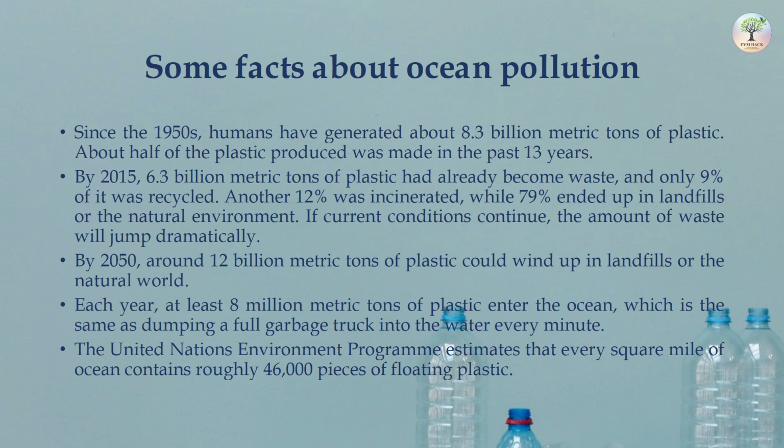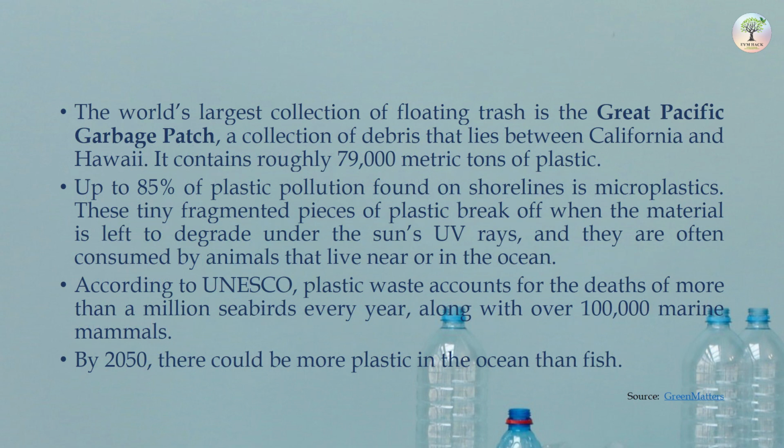The United Nations Environment Programme estimates that every square mile of ocean contains roughly 46,000 pieces of floating plastic. The world's largest collection of floating trash is the Great Pacific Garbage Patch, a collection of debris that lies between California and Hawaii. It contains roughly 79,000 metric tons of plastic.